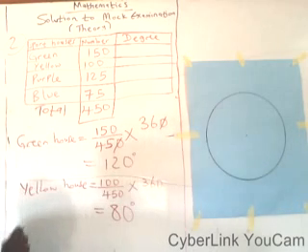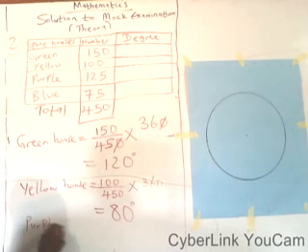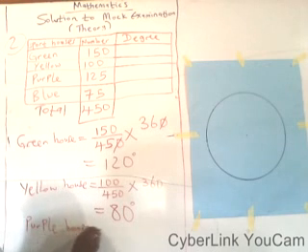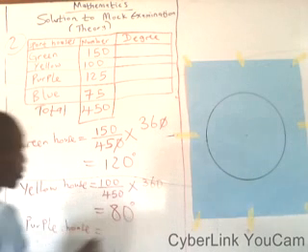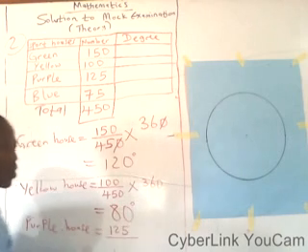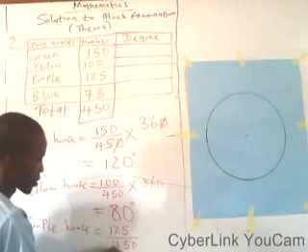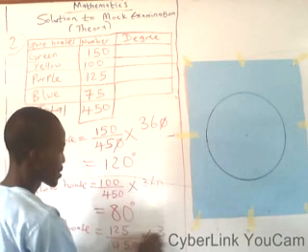Now for the case of purple house. For purple house, which have the total number of students to be 125, all over the total, which is 450, you multiply it by 360.